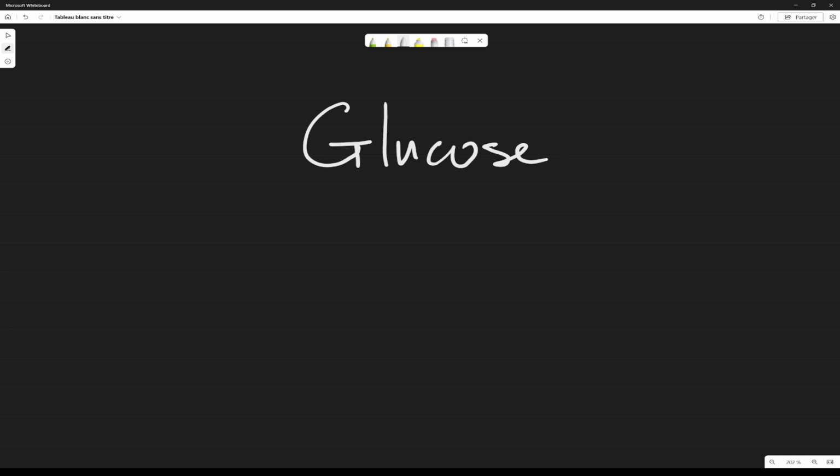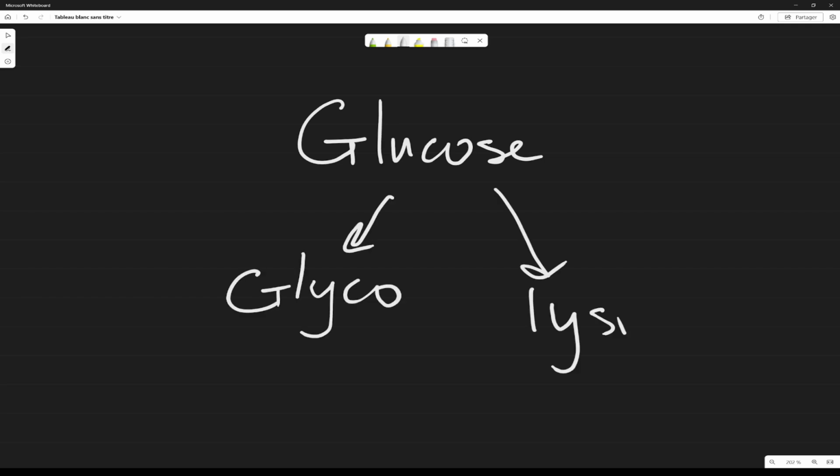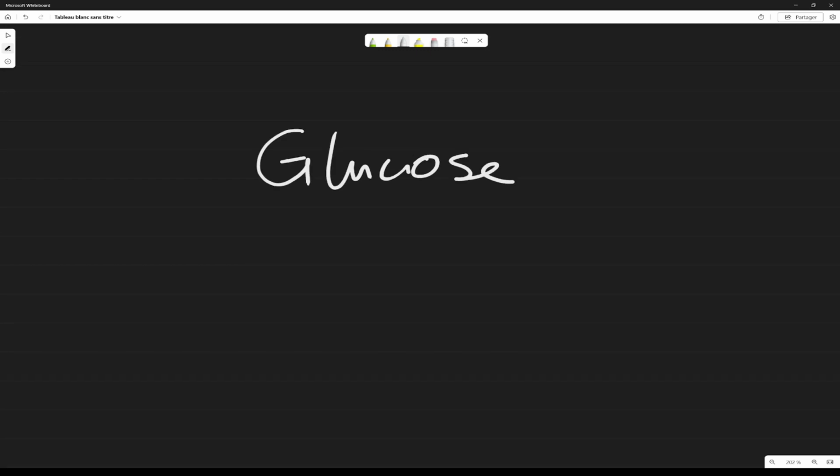So glucose, that's where we get the word glyco. And then we have lysis. Lysis or lysing means to cut. So what we're doing is we're cutting glucose. That's what glycolysis is about. So it starts off with glucose.